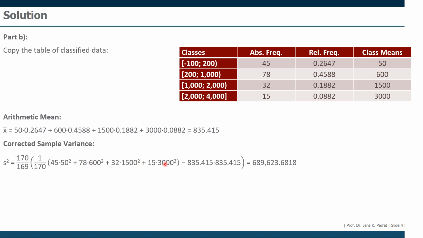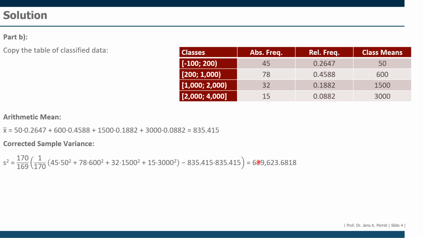That's those values here. And well, here again I'm using absolute frequency inside the brackets and then divide by number of observations. You could, if this is easier for you, also replace this with relative frequencies, but then leave this part. We're going to subtract from this first part the arithmetic mean to the power of 2. That's this part here. This is the uncorrected sample variance. So we need the correction factor, number of observations divided by number of observations minus 1. So 170 divided by 169. Giving us as the final result this part here.